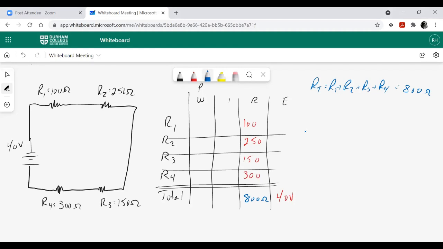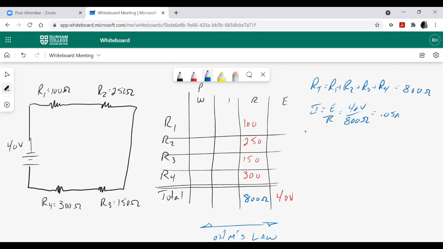Okay, so 800. So now what? Now what am I going to do? Well, let's finish with the total. If I work back and forth across here, remember, as I work this way, I'm going to use Ohm's law when I work horizontally through there. So I can solve for I, right? I equals, what have I got? I've got E and R. So I equals E over R. Gives me 40 volts divided by 800 ohms. Gives me 0.05 amps.